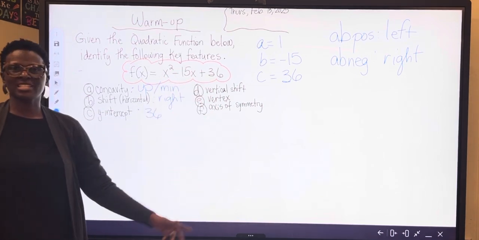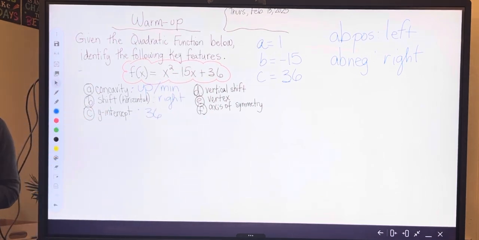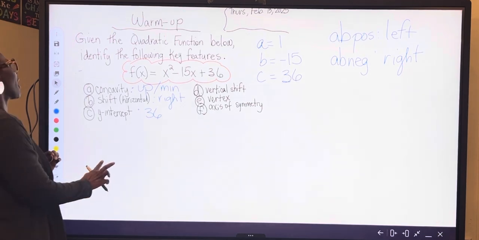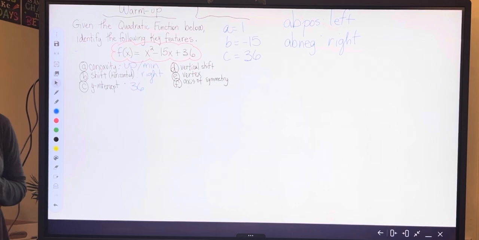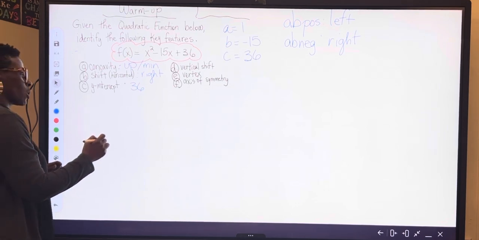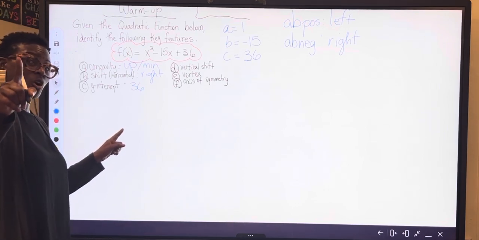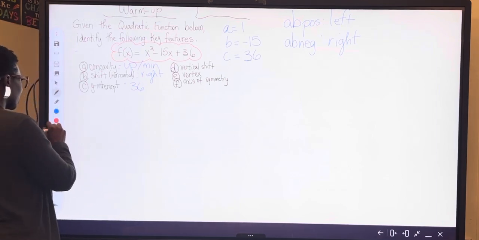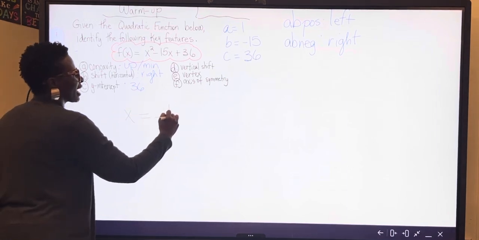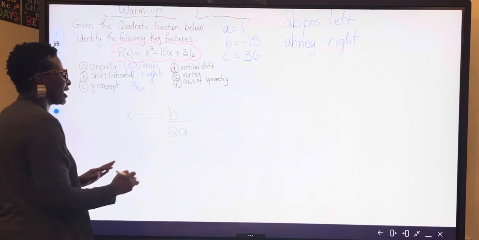Vertical, vertex, axis of symmetry. I can get all of that from my vertex, right? Tell me, what do I need to do in order to find my vertex? What's the first thing you do to find your vertex? Y equals negative B over 2A? No. X equals. Very good. So let's look at X equals negative B over what? 2A.